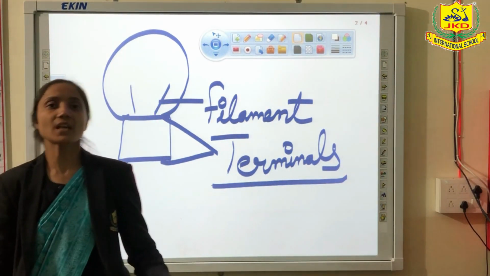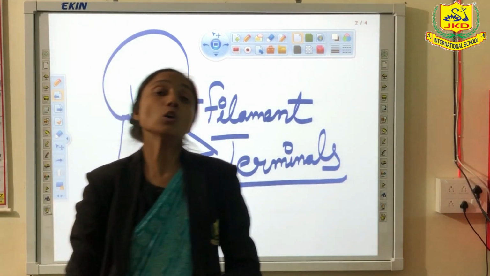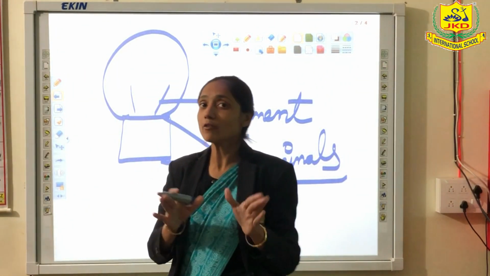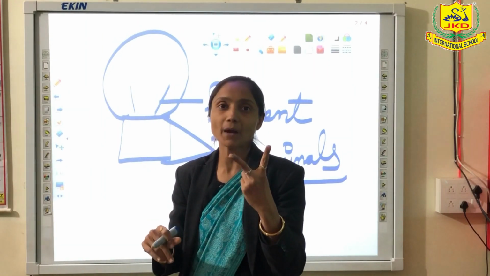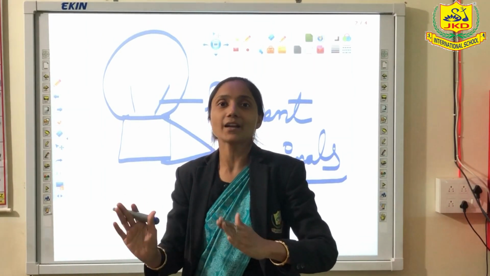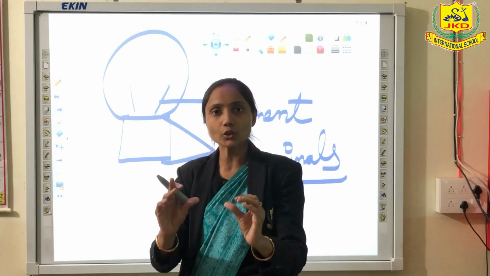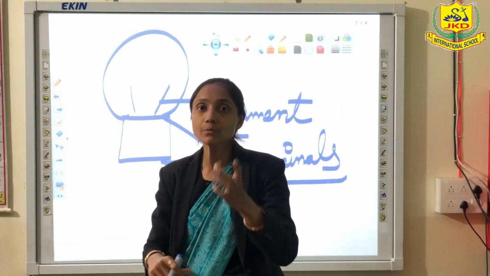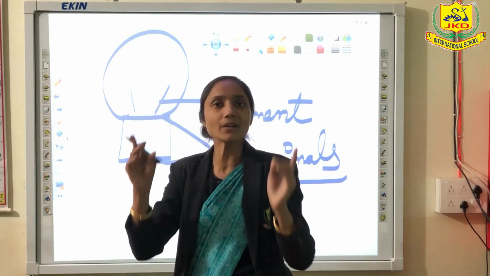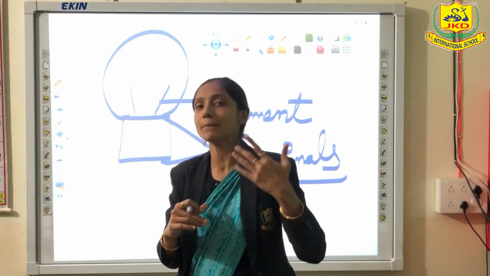Filament and terminals are present in a bulb. First, as we have already seen, a bulb has two important parts. If we are connecting a simple circuit, there must be a battery, a bulb, and a wire connection. Then only a bulb can glow.